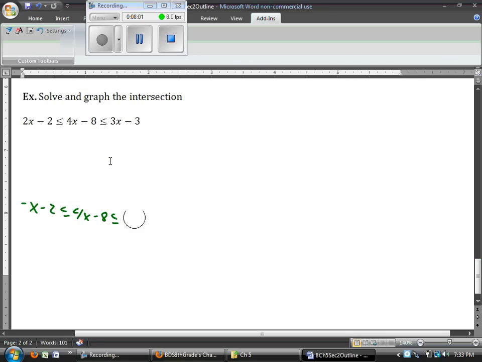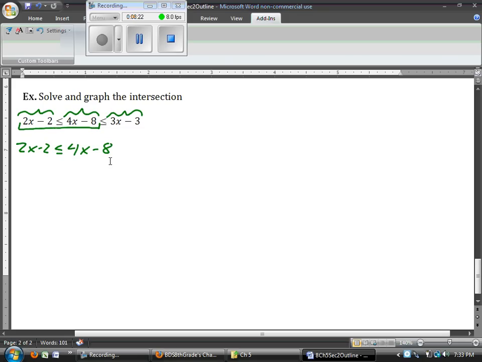Okay? So anytime you see an x in more than one part, okay? Here it's in all three parts. If you see an x in more than one section, here's our three sections, you need to split this up and make an actual and statement. So the first one I have is 2x minus 2 is less than or equal to 4x minus 8. That's here. The second one that I have is here. 4x minus 8 is less than or equal to 3x minus 3. And now I can solve both of these separately.